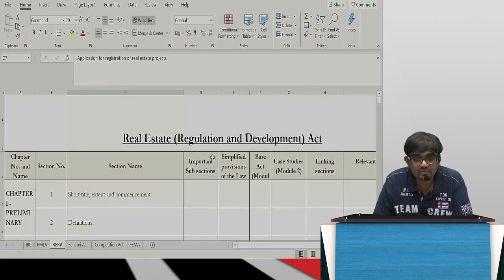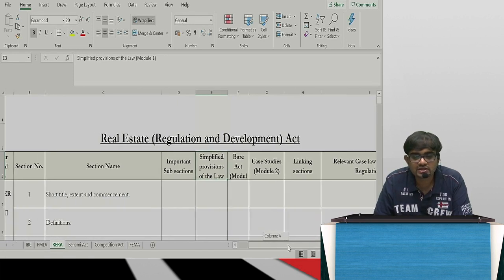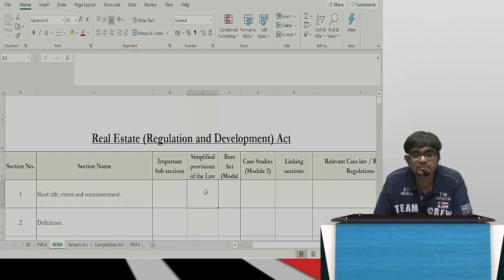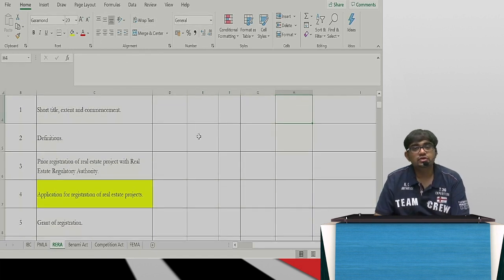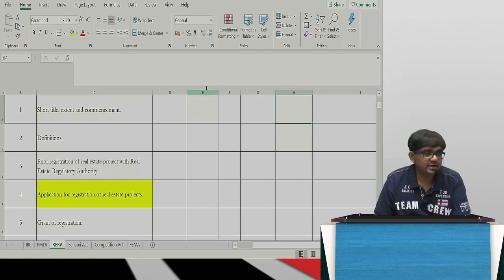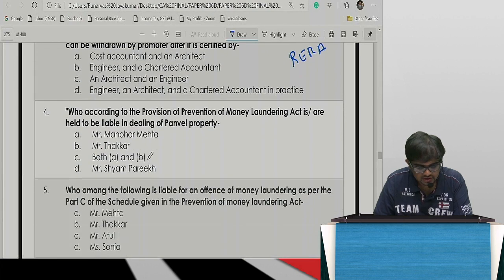And in the mapping, you would have written your important subsections. You would have written the simplified provisions of the law, and the page number in the simplified provisions of law where it comes. You would have written the bare act module where it comes, case studies where it comes, linking sections, all that you would have written already. I'm assuming you have already written all those things, right? So this comes under 4.